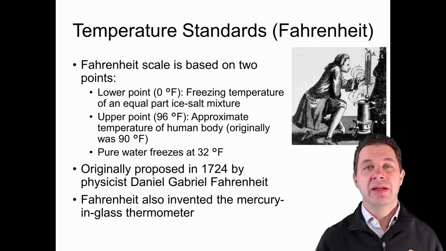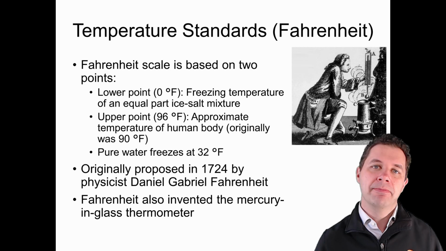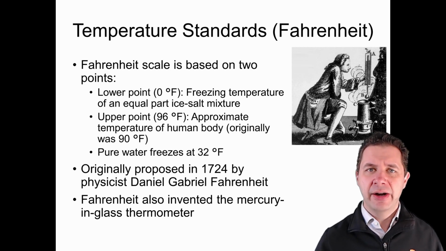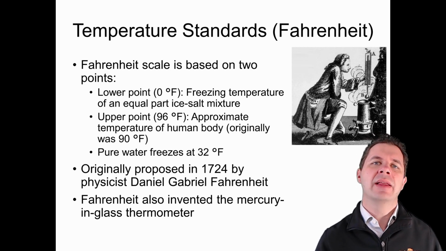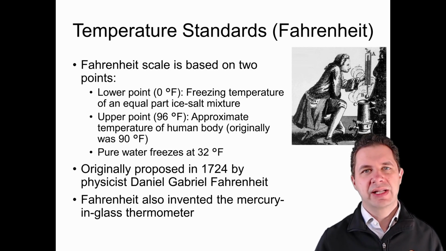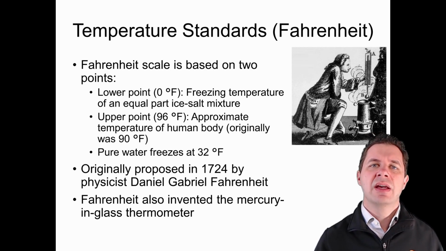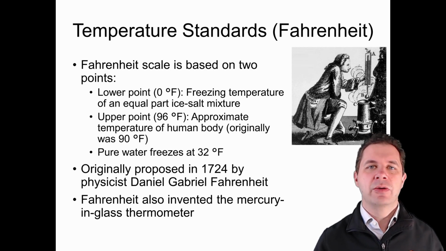The upper temperature, 96 degrees Fahrenheit, was an estimate of the average temperature of the human body. When Fahrenheit first wrote this all down, it was originally 90 degrees Fahrenheit and has been upgraded to a little bit higher. And we should mention that pure water there freezes at 32 degrees Fahrenheit. The Fahrenheit scale has been around a long time, 300 odd years, and was named by Daniel Fahrenheit.